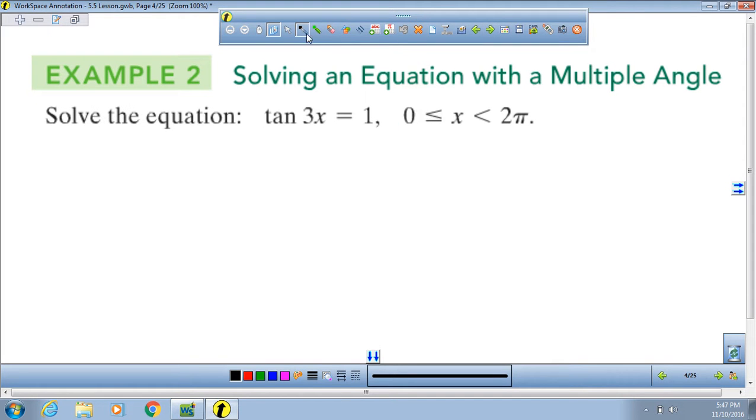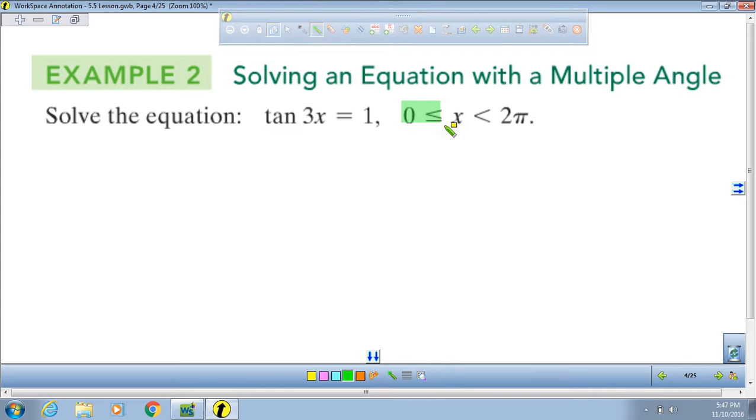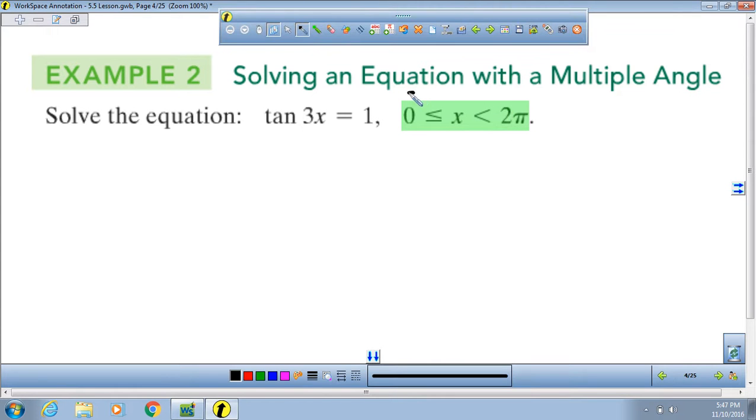On this equation we want to find the angle for which tangent of 3x is equal to 1, but only the solutions between 0 and 2 pi radians, which means 0 to 360 degrees. Remember that tangent is periodic every 180 degrees, not every 360. Every 180 degrees it repeats over and over again. Let's find the solutions for this one.